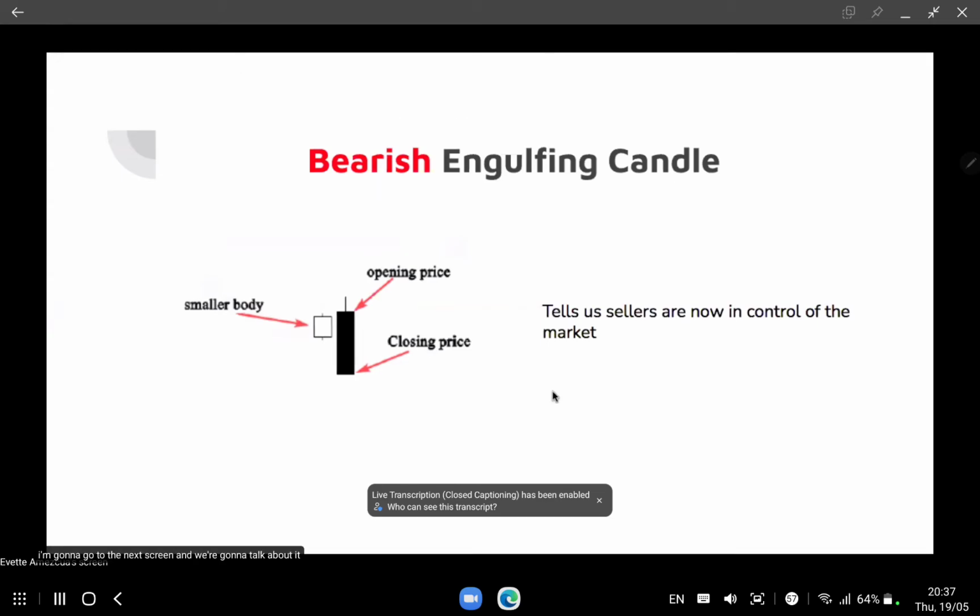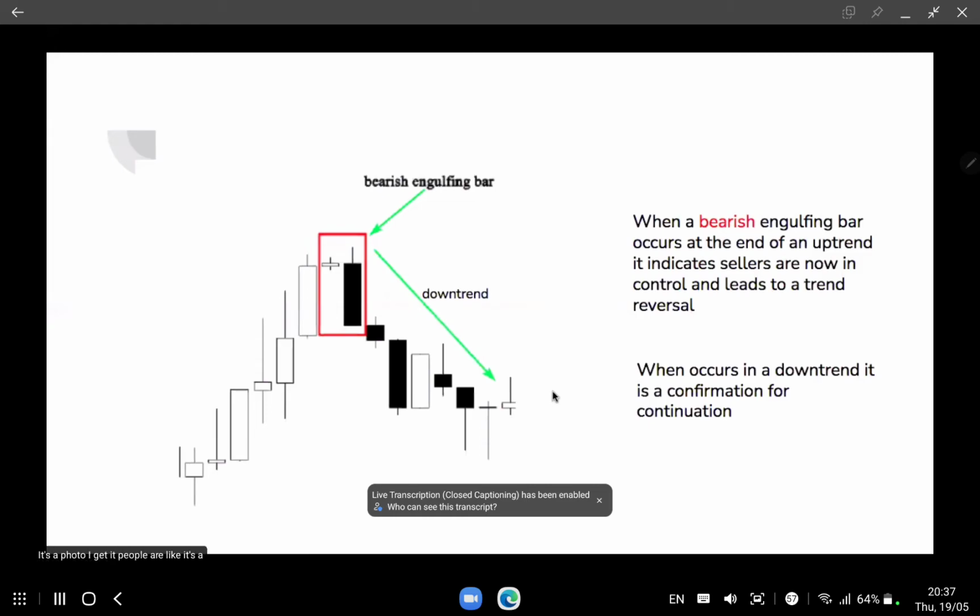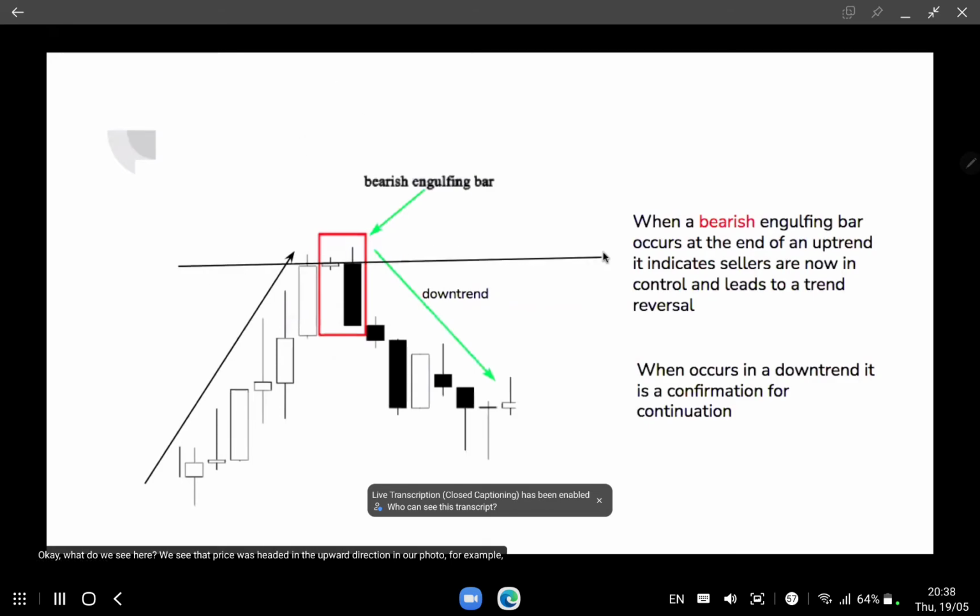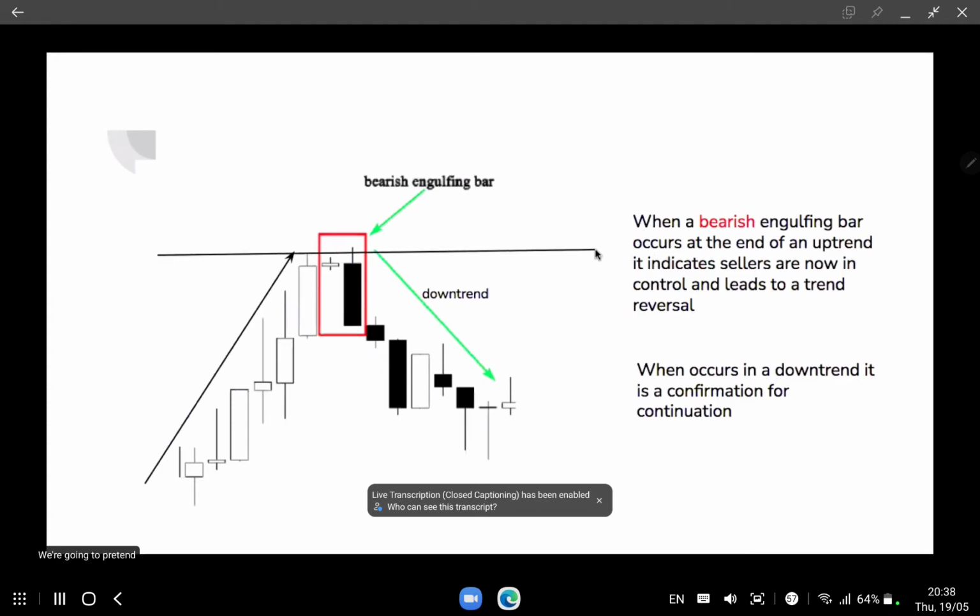It's a photo. I get it. People are like, it's a picture. Whoop-de-doo. Guys, I need you to see it this way first before you actually start trying to apply this on your charts, okay? What do we see here? We see that price was headed in the upward direction in our photo. For example purposes, we're going to pretend there's a resistance here.